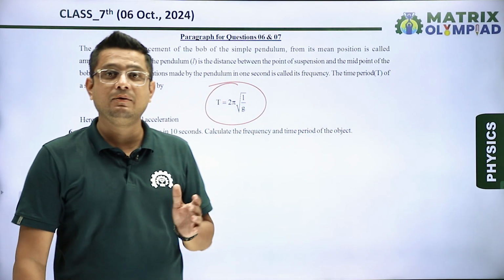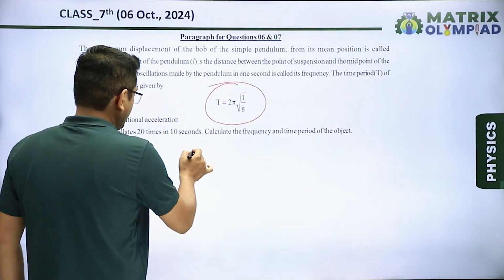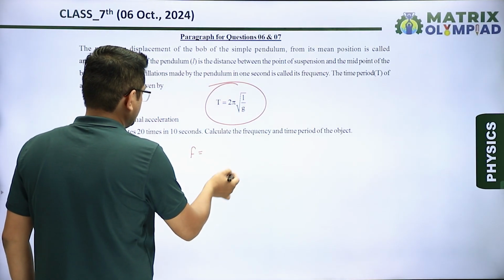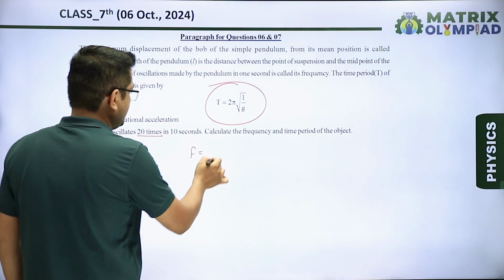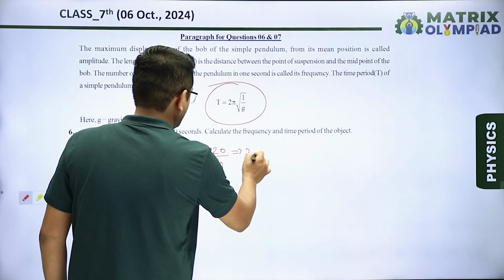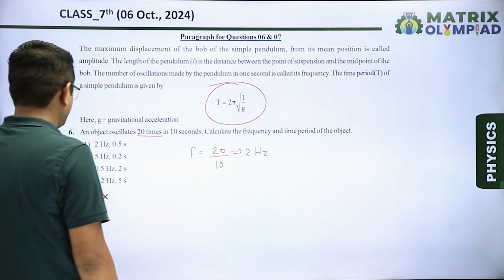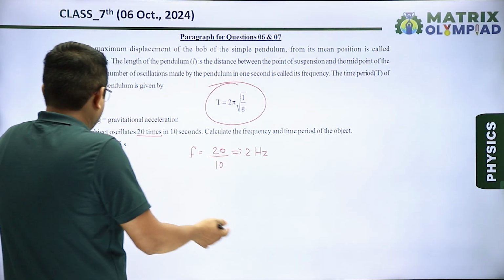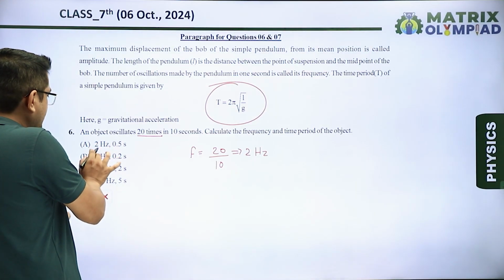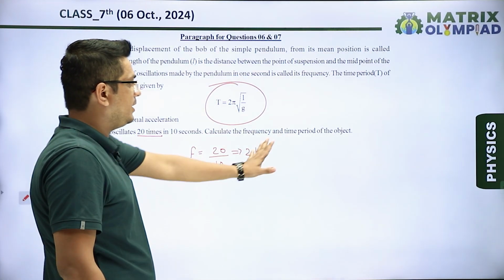Frequency is the number of revolutions or oscillations done in 1 second. So for frequency, I will write the number of oscillations, that is 20 times, divided by 10 seconds, which equals 2 hertz. Hertz is the SI unit of frequency. We can see directly that because 2 hertz is provided only in option A, option A will be the correct answer, but still we have to find the time period.